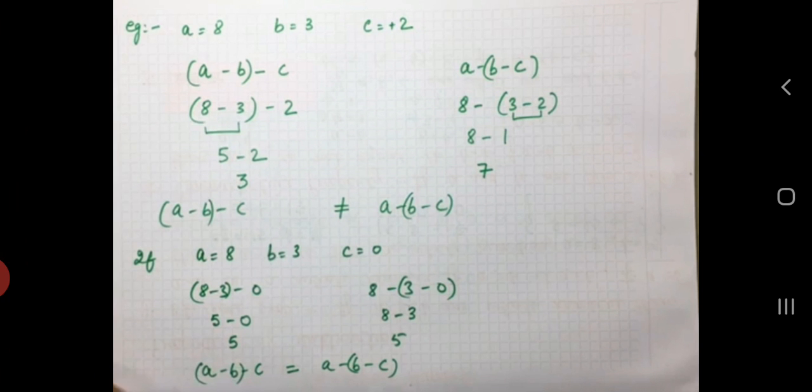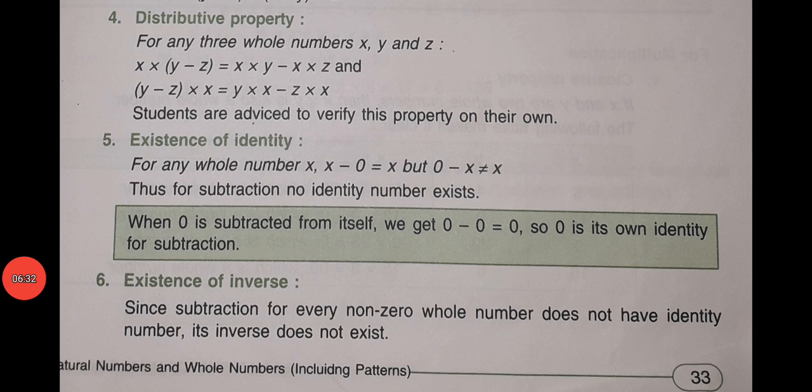Next, coming to the fourth property, distributive property. It says for any three whole numbers x, y and z, x into (y minus z) is equal to x into y minus x into z, and (y minus z) into x is equal to y into x minus z into x. That means we shall distribute the function which is in bracket and multiply one by one with x.